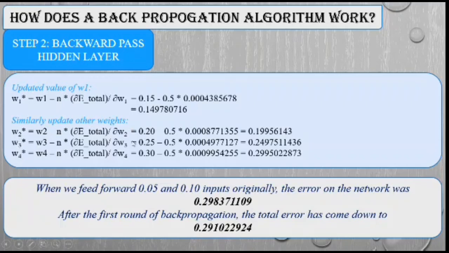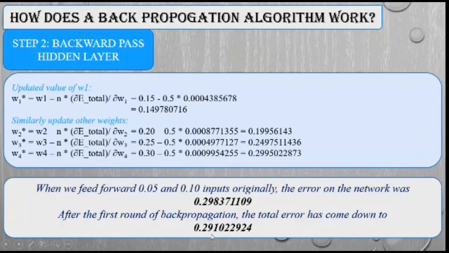So this is the entire back propagation algorithm with which we are able to update all of these weights starting from W1 to W8. Initially, when we feed forward with the initial input values of 0.05 and 0.10, we got an error of 0.2983, and then when we applied back propagation and updated all weights, the error has come down to 0.2910.